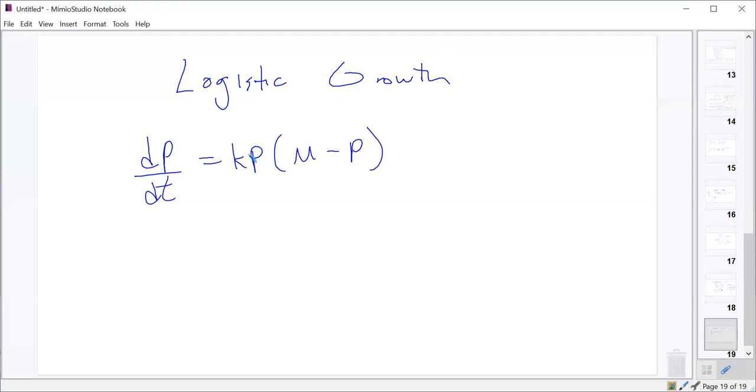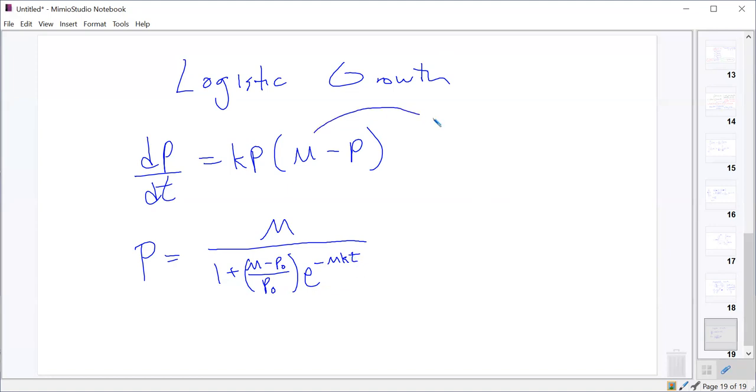But this should always come out to be, well, it will always come out to be, the population is equal to M over 1 plus ((M minus P naught) over P naught) times e to the negative Mkt, 100% of the time. So that is done by separating the variables and then using partial fraction decomposition to integrate.